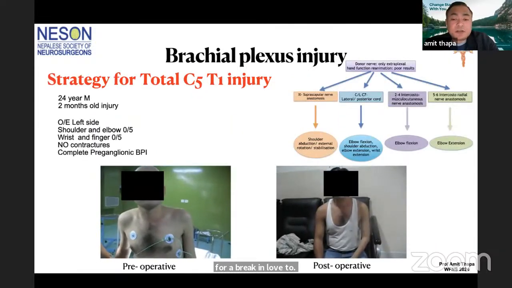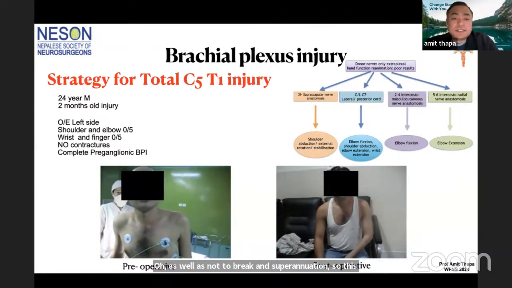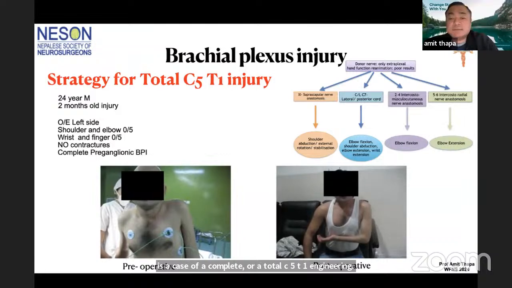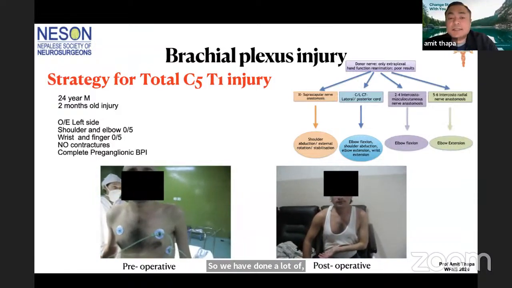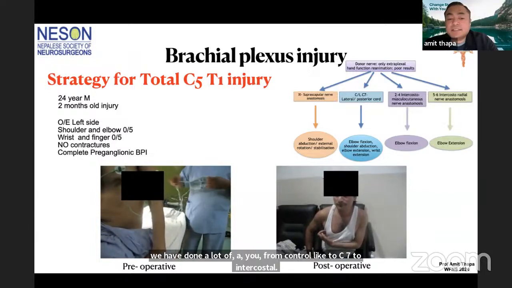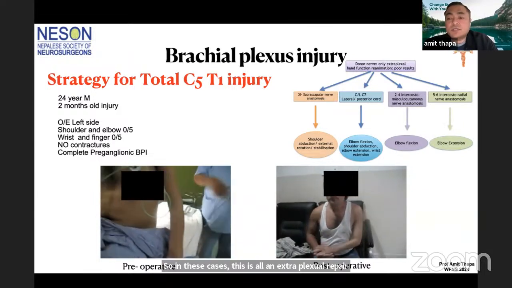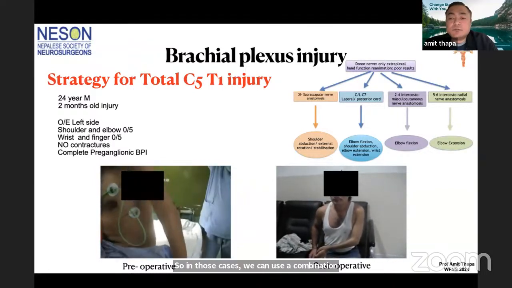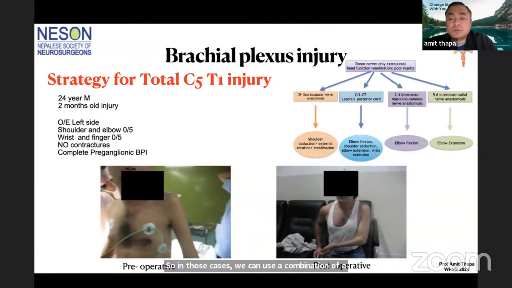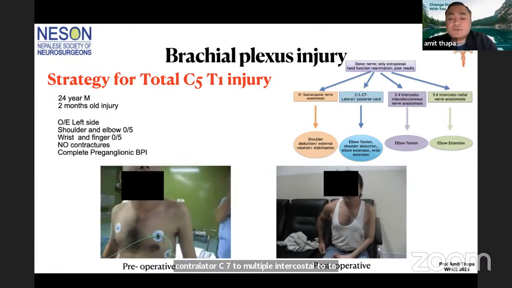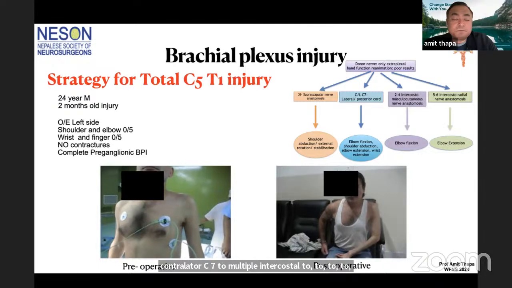So this is a case of a complete or total C5-T1 injury. We have done a lot of neurotization from contralateral C7 to intercostals. In these cases, this is all an extraplexal repair because there is nothing inside the plexus which can give you a good donor. So in those cases, we can use a combination of a contralateral C7 and multiple intercostals to neurotize, to achieve elbow flexion, elbow extension, and of course, shoulder reanimation.